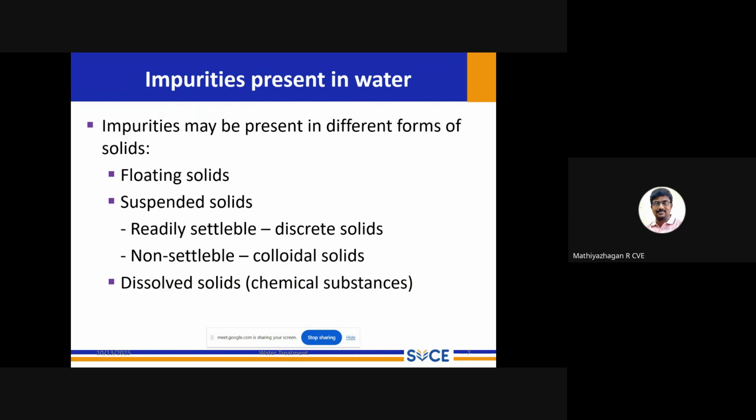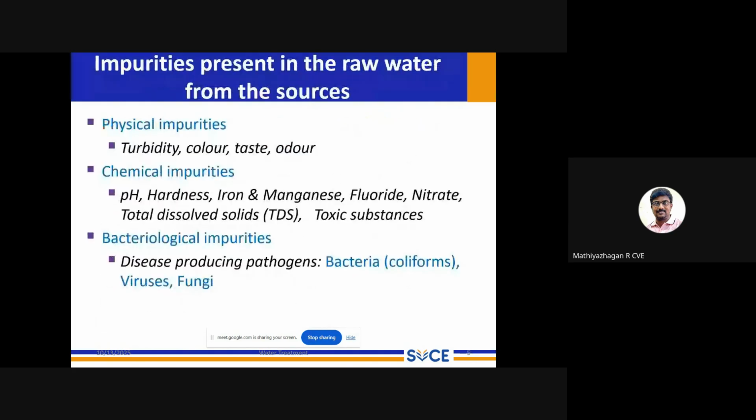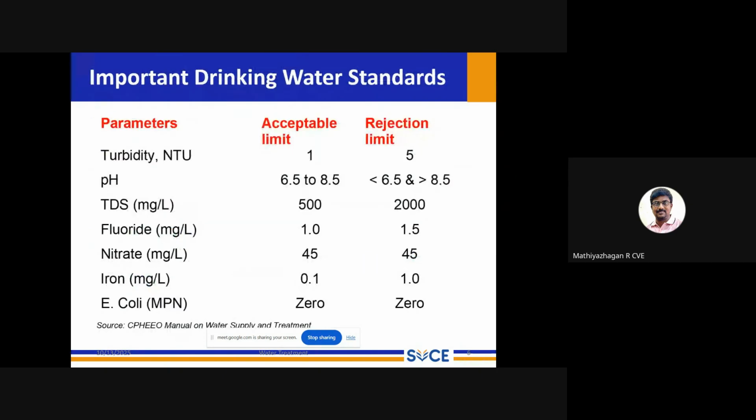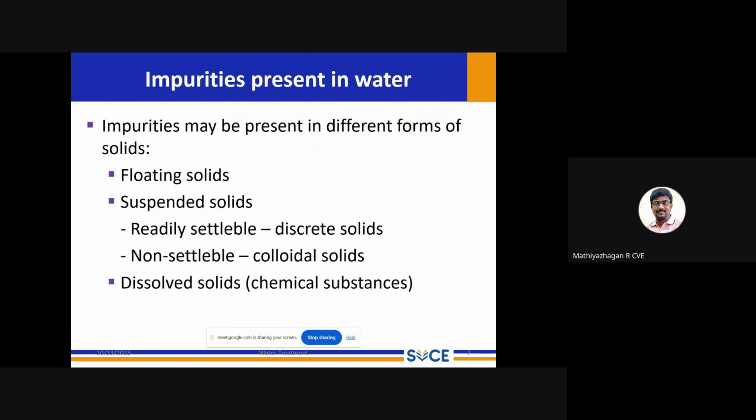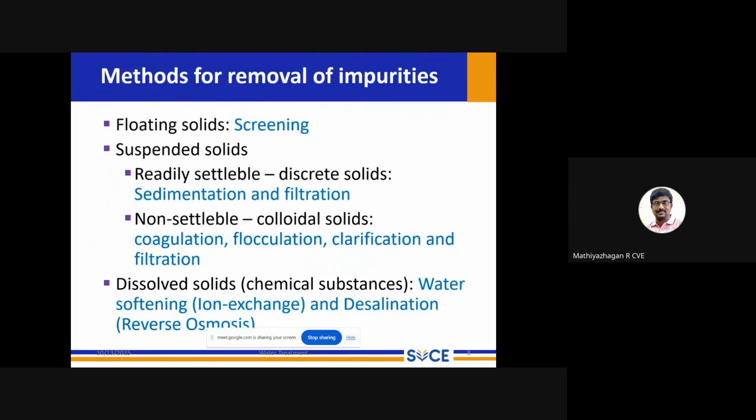Then under dissolved solids, all the chemical substances, like the chemical characteristics, hardness, iron and manganese, fluoride. So everything comes under the dissolved solids, which we cannot see with our naked eye. So first we see some of the conventional treatment, then we move to the advanced one. For floatable solids removal, yes, we have the treatment unit like the screen chamber.